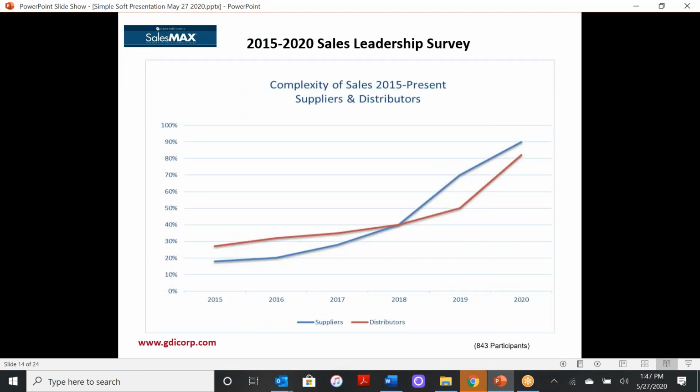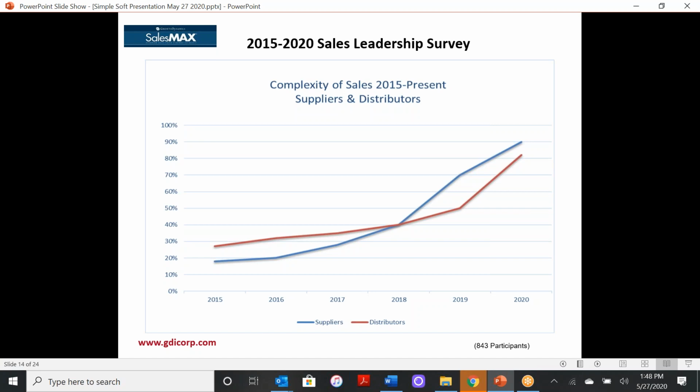So from 2015 to 2020, we've been doing a study, and we've been watching to see the complexity of how supplier and distributor sales organizations align. What was interesting in 2015 is that for distributors, the complexity seemingly was a bit higher than it was for suppliers. And as 2016 and 17 came, you started to notice in 2018 the complexity for both sales organizations increased. And this was with the really strong onset of technology.